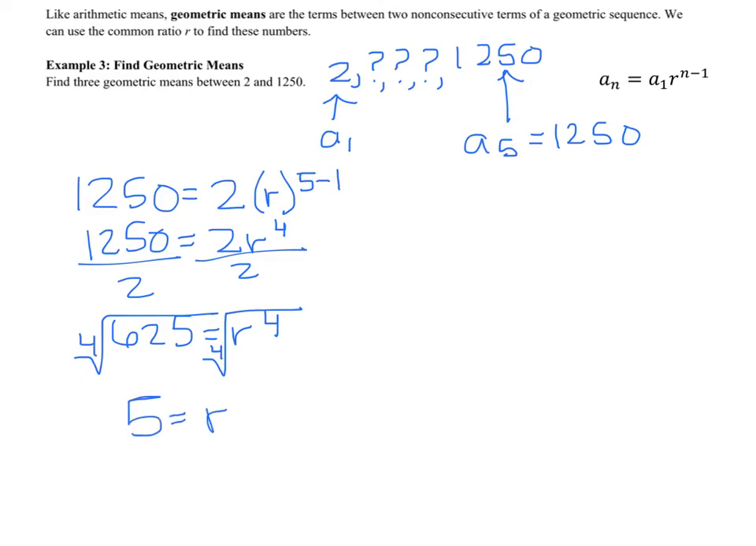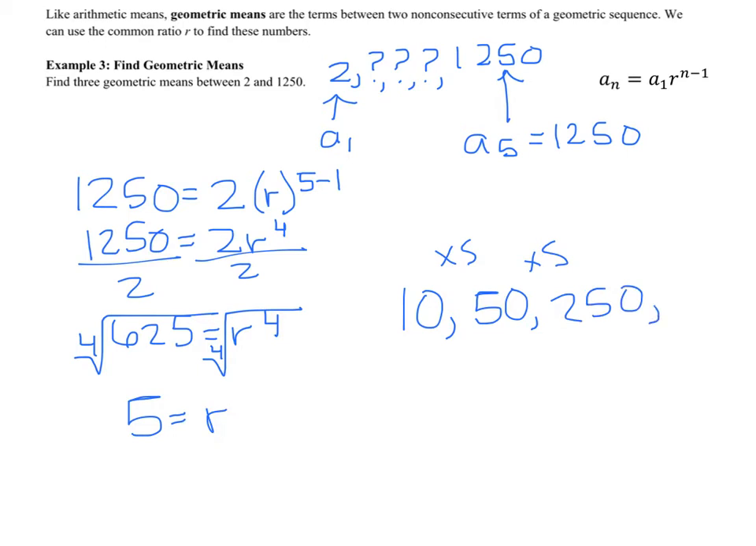So, keep in mind they didn't ask us for r, but we're going to use r to find the next terms. So r is what we're multiplying by each time. So 2 times 5 is 10. 10 times 5 is 50. 50 times 5 is 250.